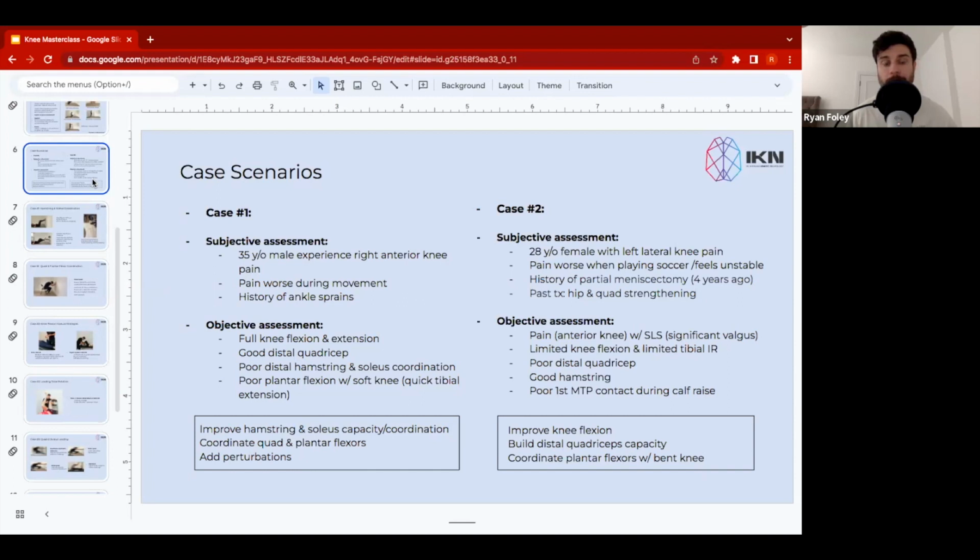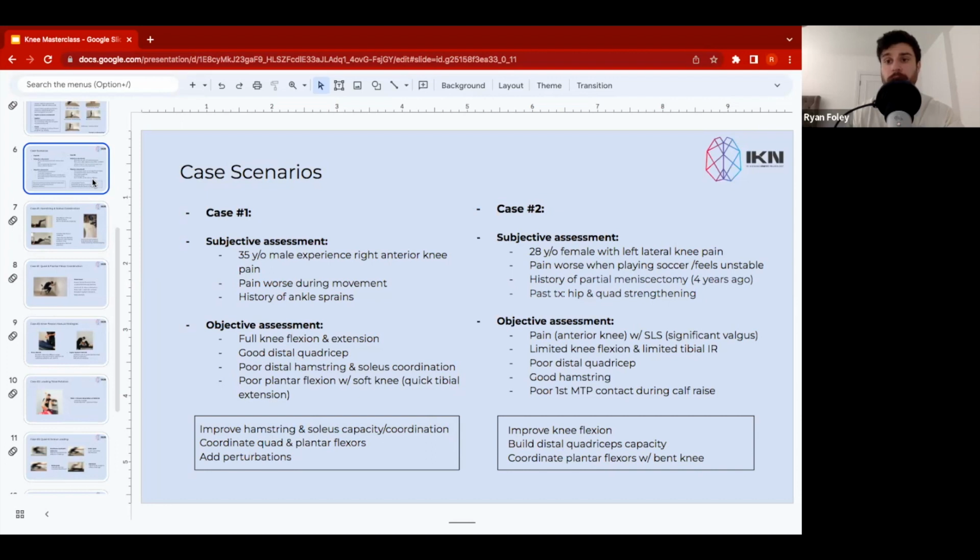So case number 1, we have a 35-year-old male experiencing right anterior knee pain. Again, we may need to consider PFJ versus TFJ in this scenario. Pain is worse during movement. Anytime pain is worse during movement, that should encourage you to consider the load sharing capacity across the lower limb as a whole, versus the client that may have more pain at rest, where there may be a limitation in local contractile variability around the knee.